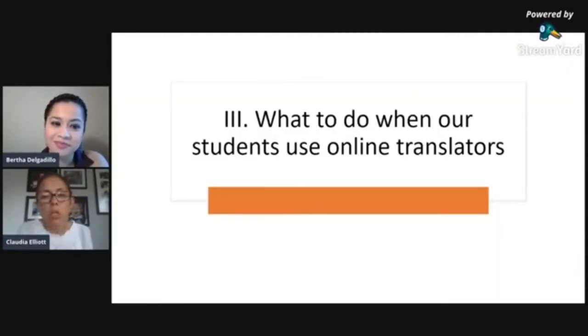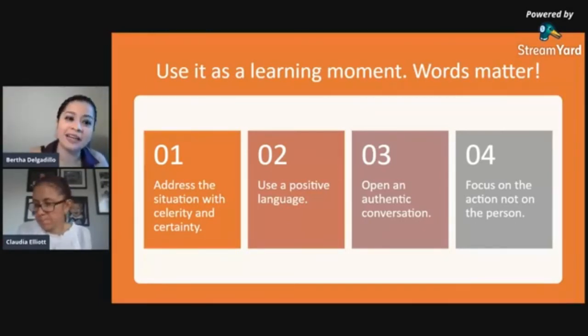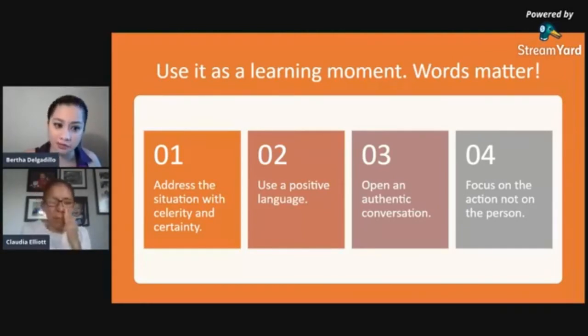So let's talk about what to do when our students use online translators, because they will. These are some practices that we have learned over the years that have worked when addressing this issue when it does happen, because no matter how wonderful a teacher you are, it will happen at least once or twice. But if you do these things, it will almost become non-existent over time, because they know that they can't do it.